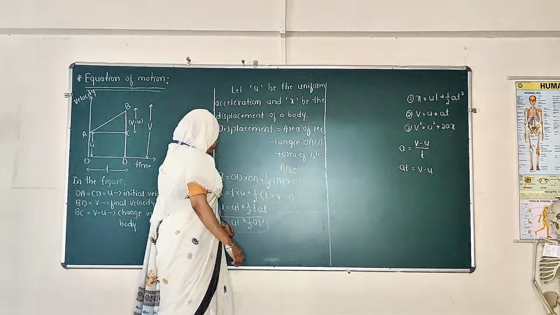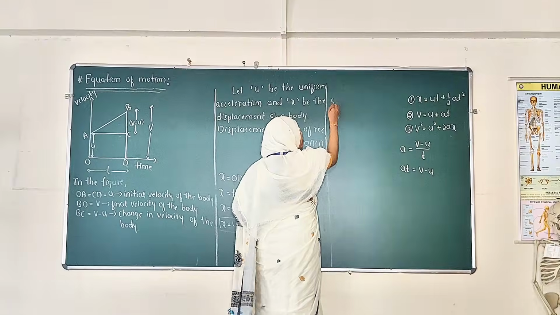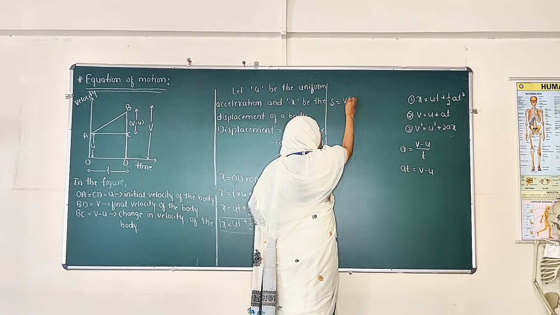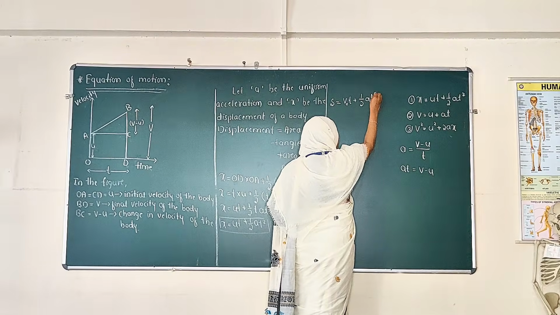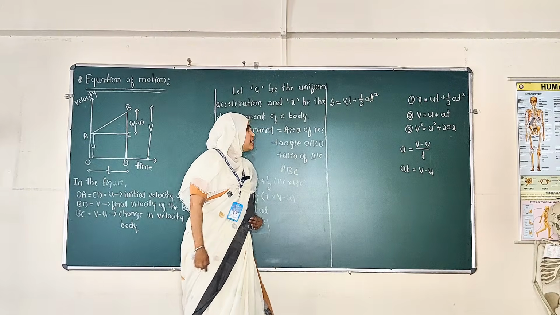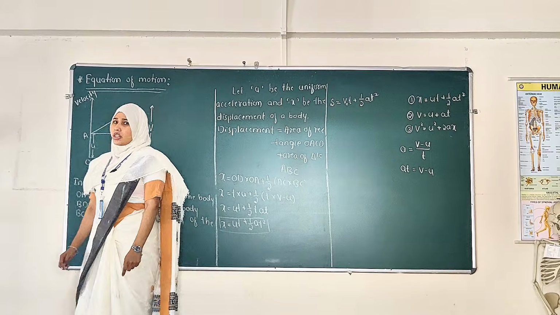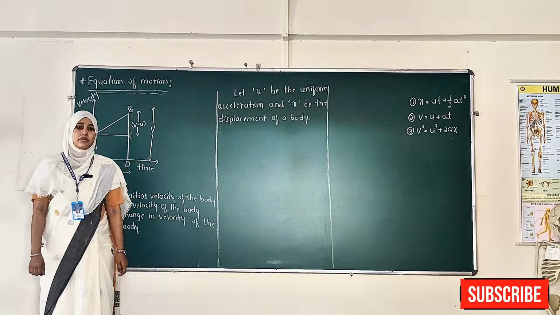Then sometimes we may use different symbols for the same equation. Instead of X we will take S, and instead of U we can take V naught: S is equal to V naught T plus half AT square. Again it has the same meaning. X means displacement and V naught means initial velocity. Thank you. This is the first equation of motion.